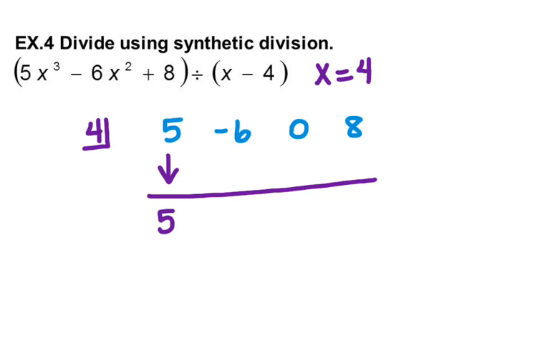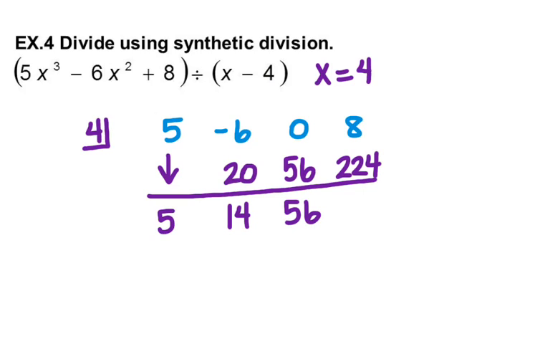Okay, so the first number gets brought down, 5. 5 times 4 is 20. Negative 6 plus 20 is 14. 14 times 4 is 56. 0 plus 56 is 56. 56 times 4 is 224. Plus 8 is 232.